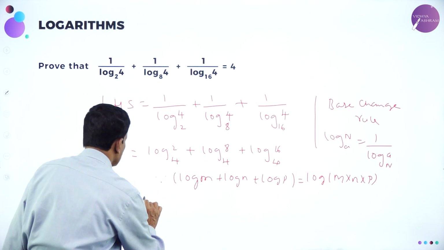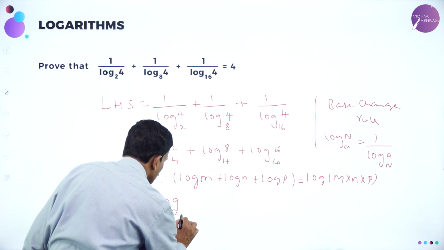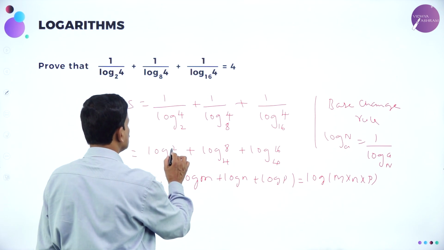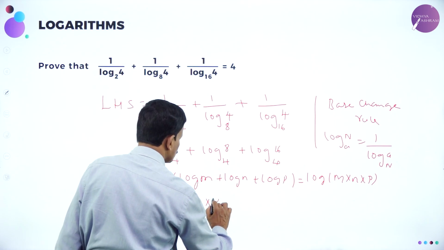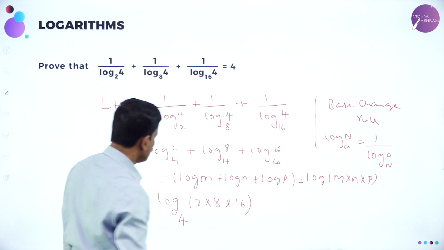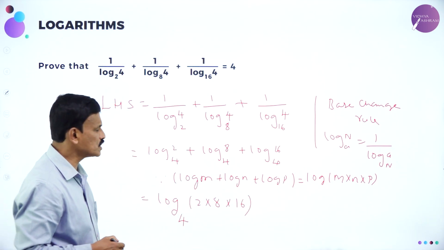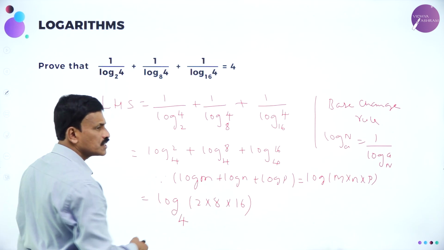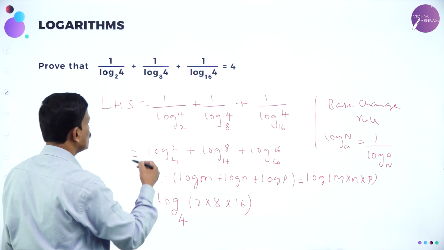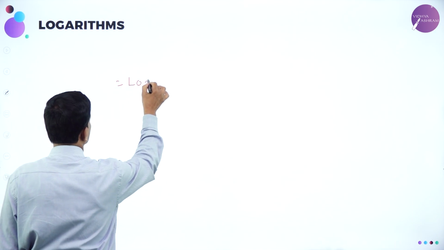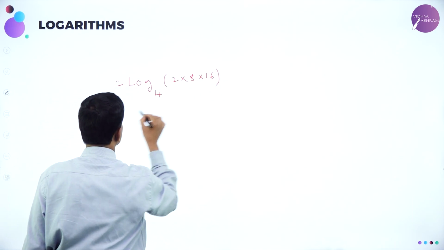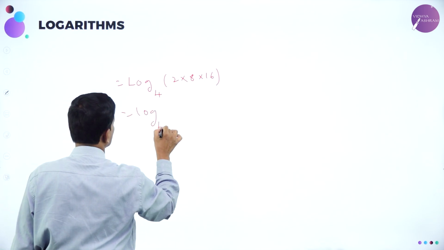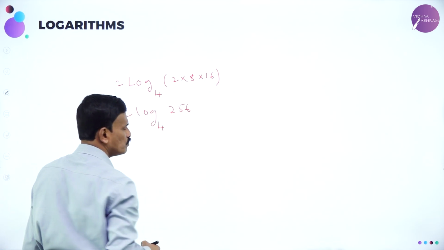If you observe carefully, this can be written as logarithm of base 4 as it is, m into n into p, which is nothing but 2 into 8 into 16. Logarithm of 2 into 8 into 16, that is nothing but 16 into 16 is 256. So that's equal to logarithm of base 4, 2 into 8 into 16. This is logarithm of 256 to base 4.